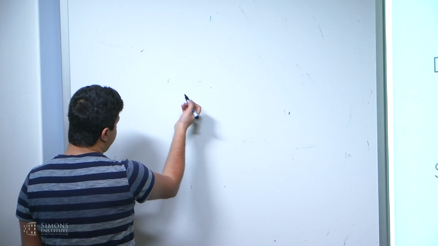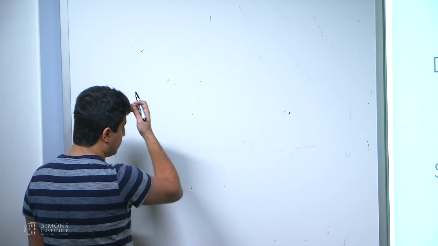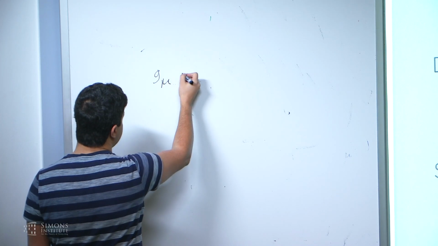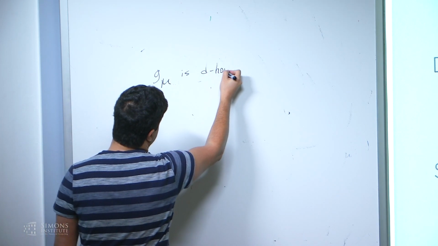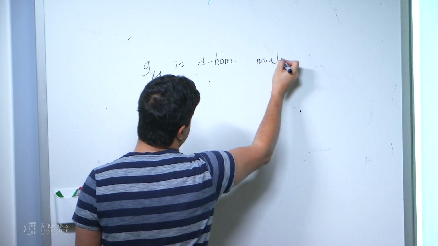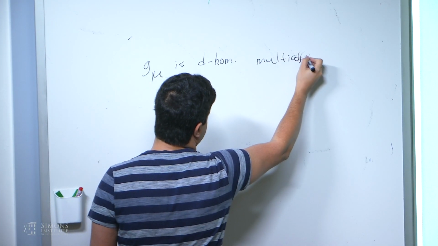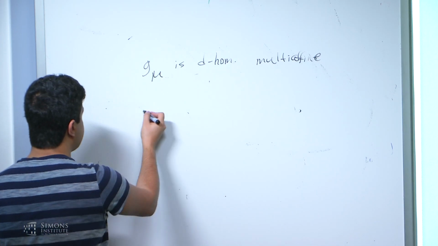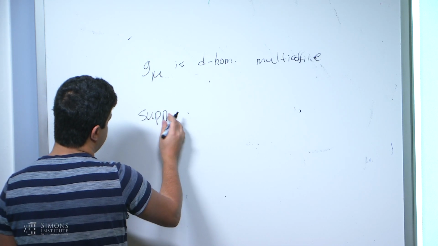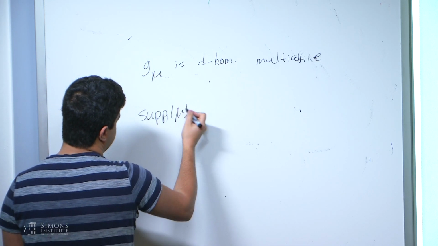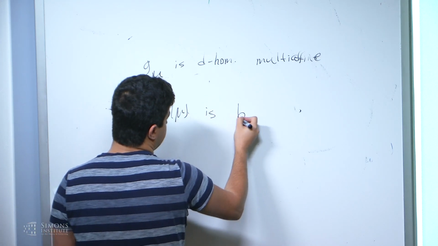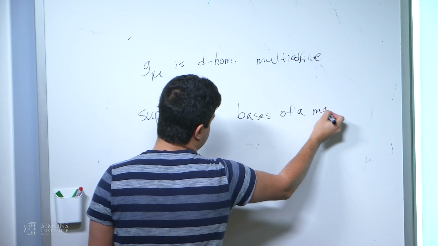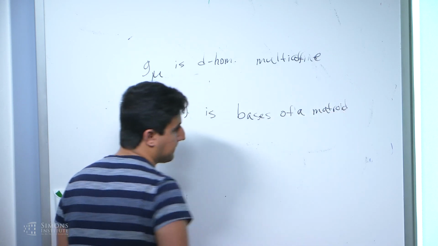So the support of a distribution is always going to be... for now, we are only looking at homogeneous polynomials. So let's say that g_mu is homogeneous and it's also multi-affine. Okay. And we want to show that basically the support of mu is a collection of bases of a matroid. Okay.